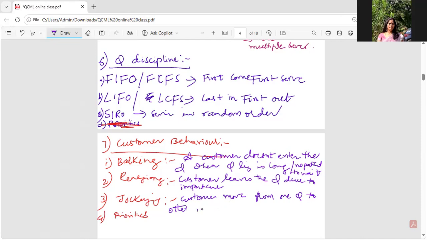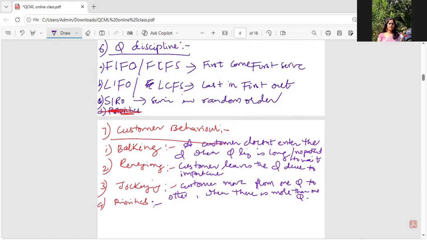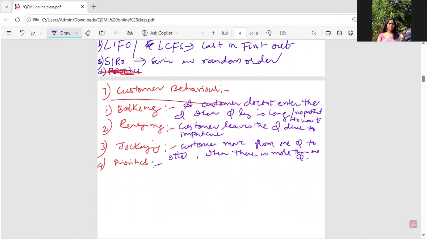When there is more than one queue, he keeps moving from one queue to the other. If there is only one queue, there is no other option. Some customers are served before others, regardless of the order in which they arrive. As I have discussed, that's nothing but priorities. Again, as I have said, it can be omitted.